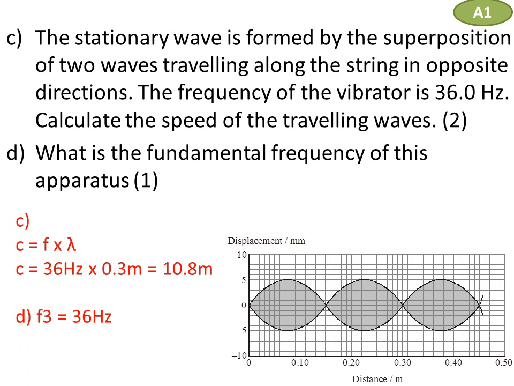Now the fundamental frequency is the lowest frequency at which a standing wave will form. So this is the third harmonic because the first harmonic is 2 nodes, second harmonic is 3, and the third harmonic is 4 nodes. So we basically take 36 hertz, which is for the third harmonic, and divide it by 3 to find the fundamental frequency, which is 12 hertz, the first harmonic.